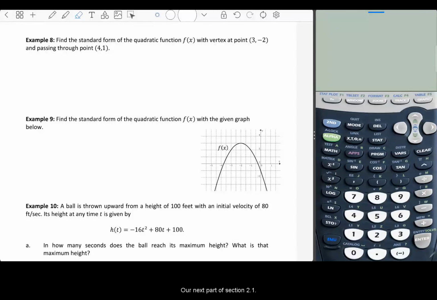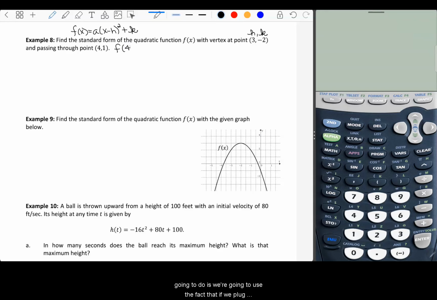Our next part of section 2.1 is going to be writing the standard form if we're not given the general form. And the standard form again is f of x equals a times the quantity x minus h squared plus k. And we're going to start off with, we're given the vertex and we're given a point that we're passing through. So the vertex is (h, k), and we're passing through the point (4, 1).